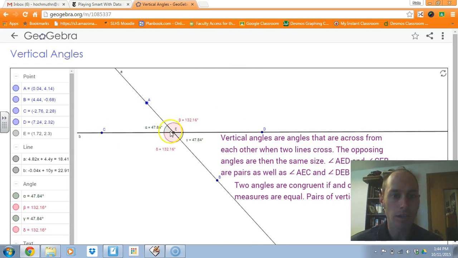Notice what also is true with angle CEA and angle AED. Look at the sum of their angles.